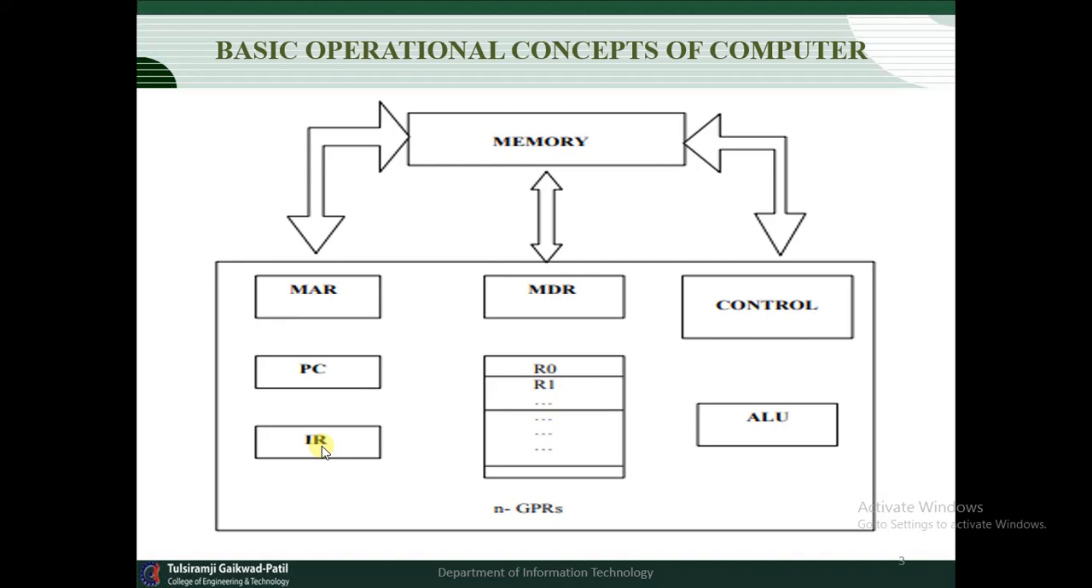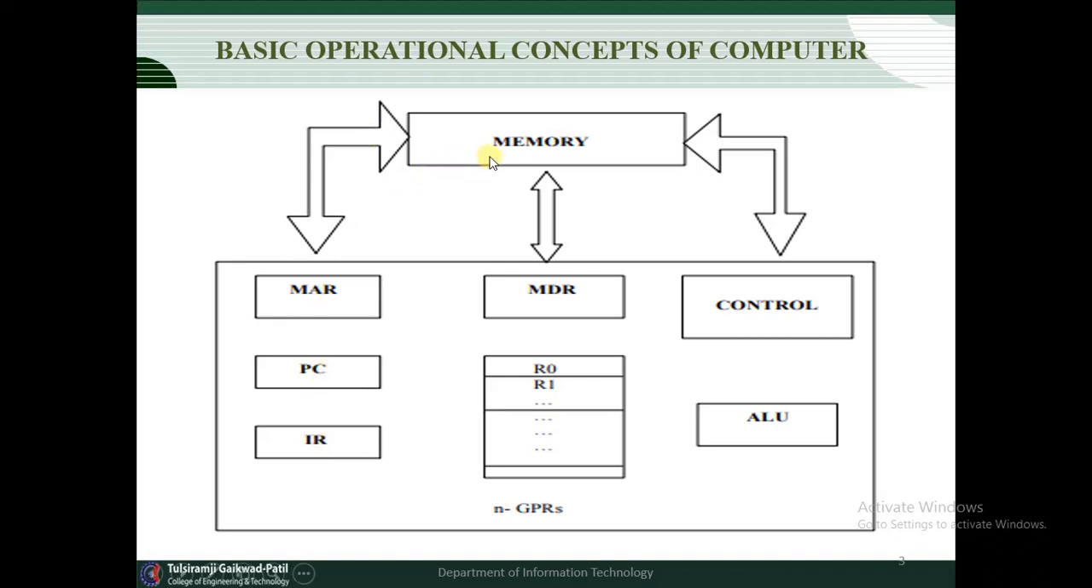What is the program counter? The program counter is a register which stores the address of the instruction which is going to be executed. What type of address? It is the next address. After the current instruction, whichever instruction is going to be executed next, that address has to be stored in the PC. And what does MAR indicate? MAR indicates the memory address register. If we need to access data from the memory, because all the data and instructions are stored in the memory.